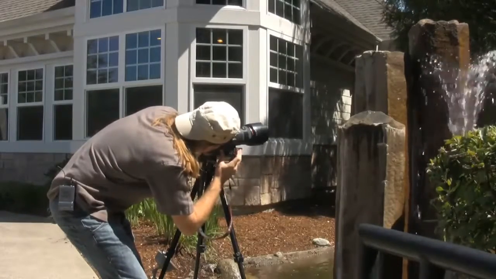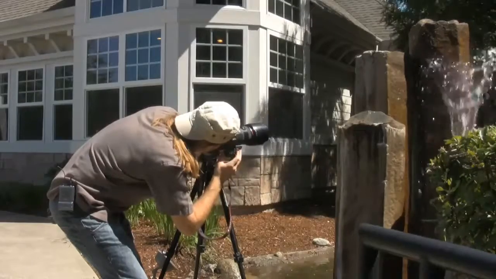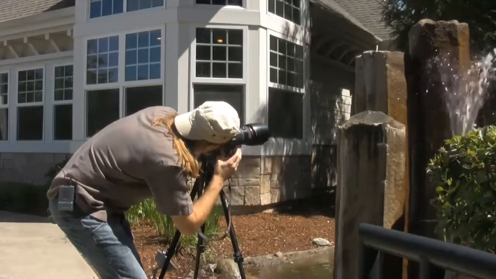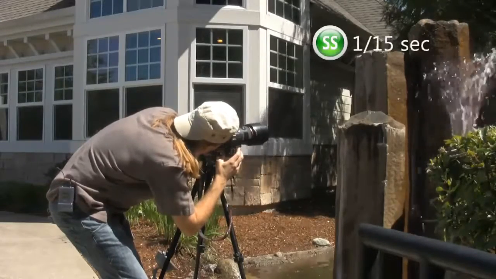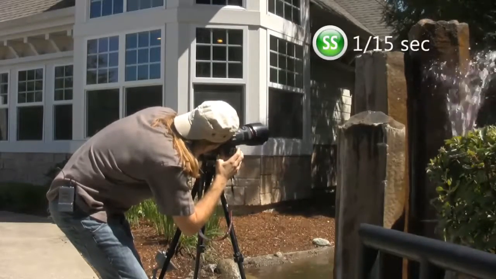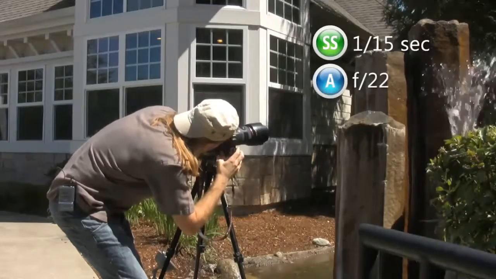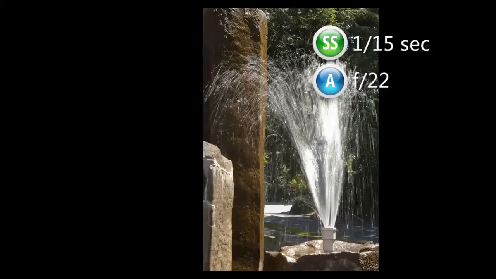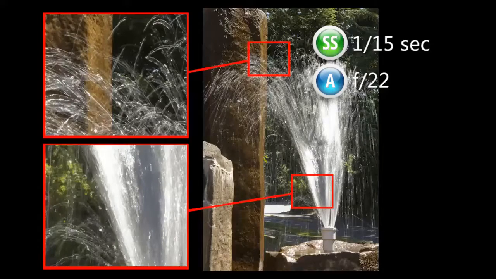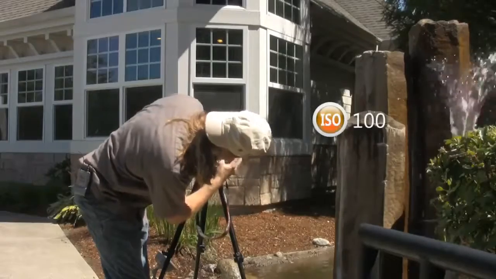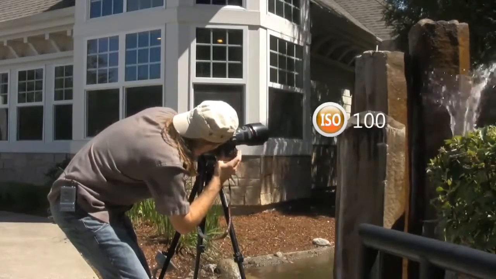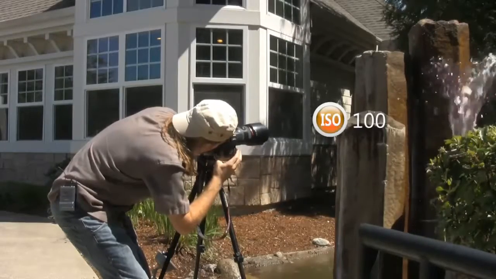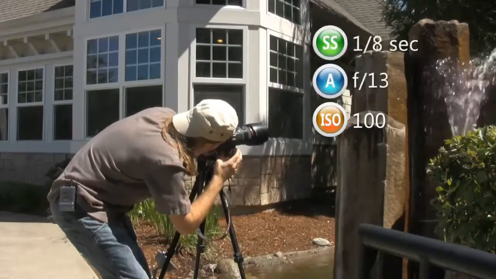Okay, we're all the way down to 15th of a second. 15th, 20, it's kind of hovering between that. So, yeah, 15th of a second, and we're at f22. Okay, so now to get lowest shutter speeds, I'm going to turn down the ISO all the way down to 100. Okay, so set it to 100. Now we can get 1/8 of a second. So we got 1/8 of a second at f13.